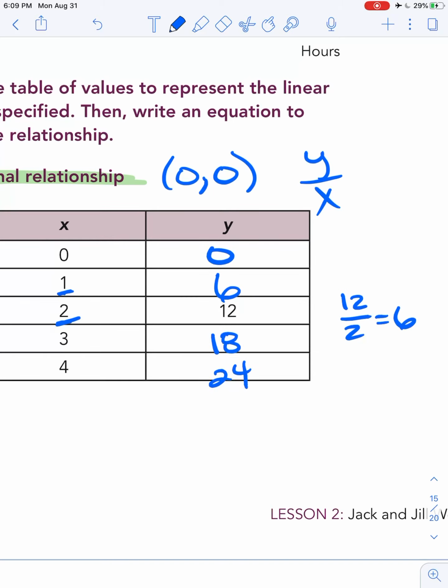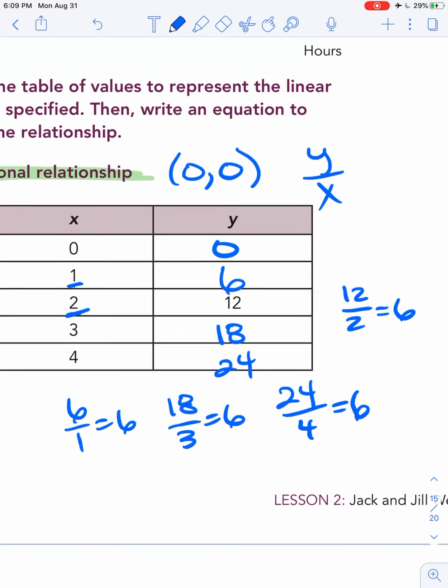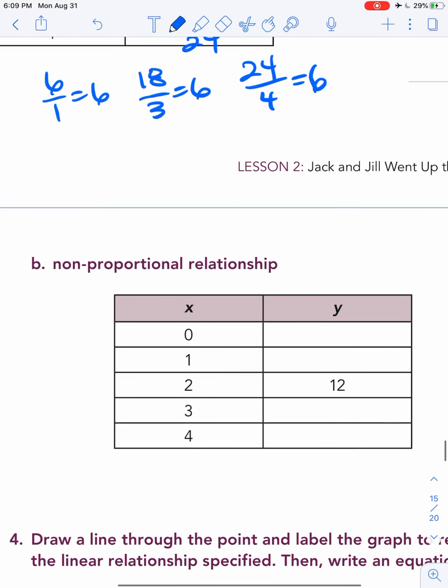This would be 18, 24. Look at it. 6 over 1, we get 6. 18 over 3, we get 6. 24 over 4, we get 6. That is a proportional relationship. That will work every time.